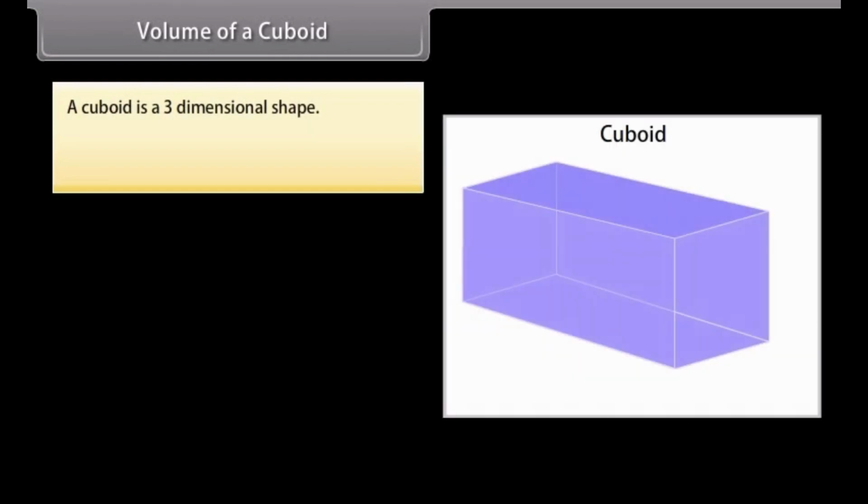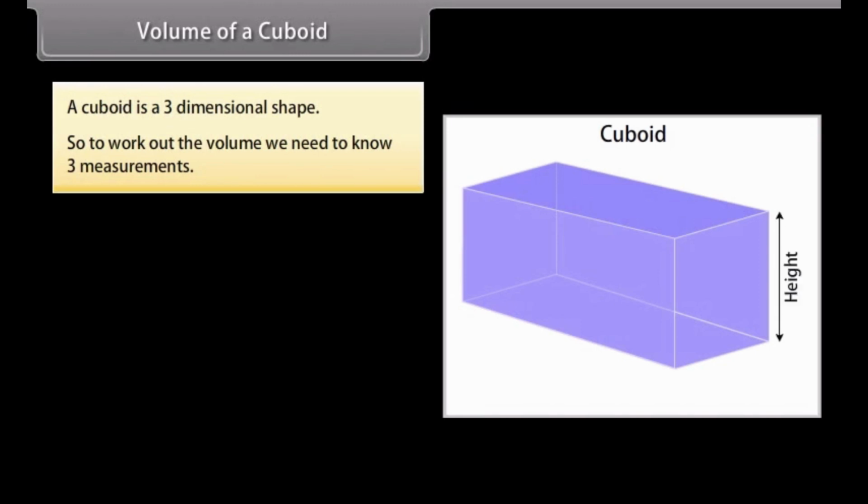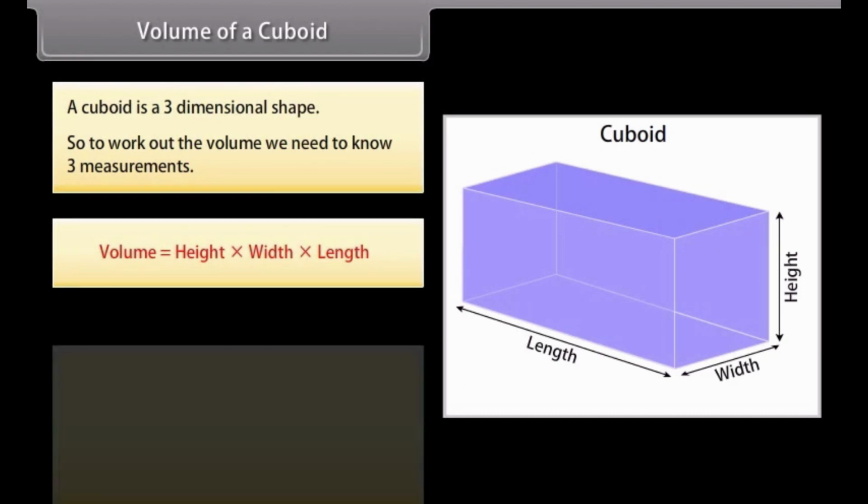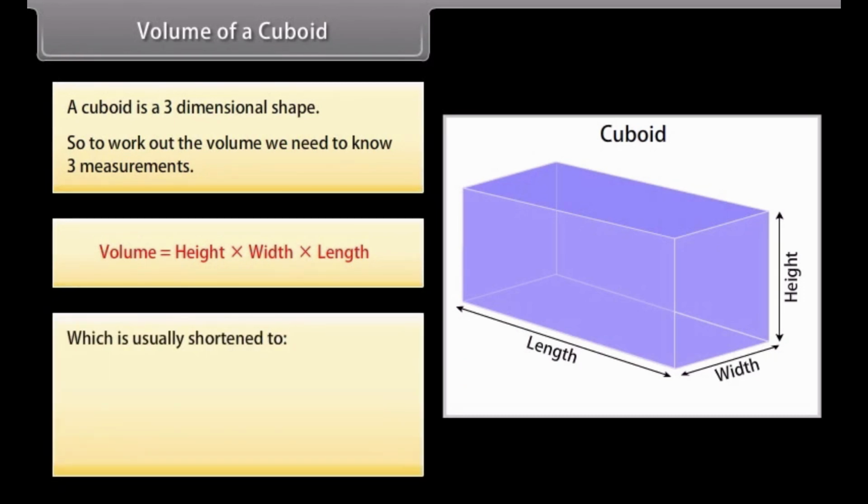Volume of a cuboid. A cuboid is a three-dimensional shape. So, to work out the volume, we need to know three measurements. Look at this shape. There are three different measurements: height, width, length. The volume is found using the formula height into width into length, which is usually shortened to V = H × W × L, or more simply, V = LWH.